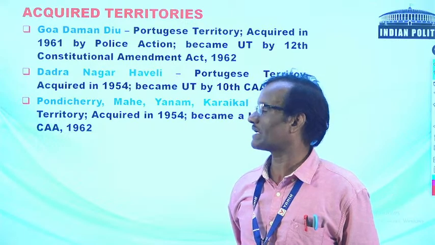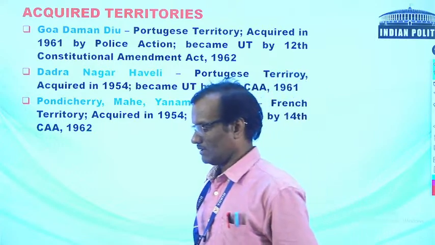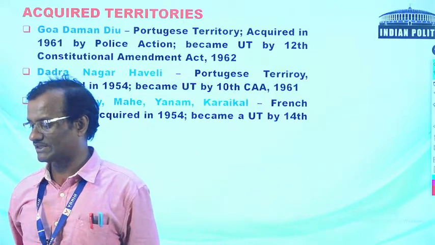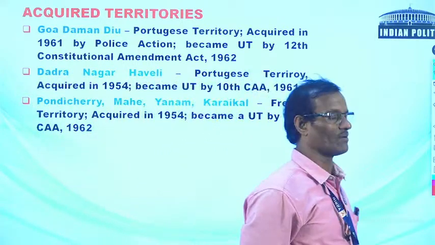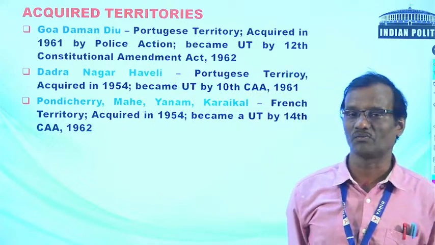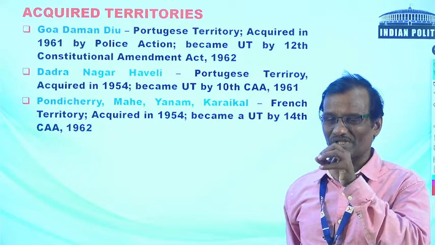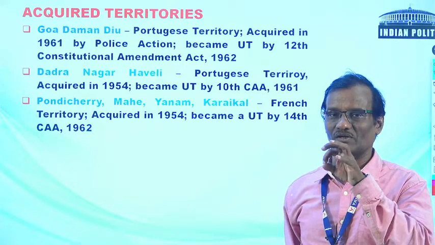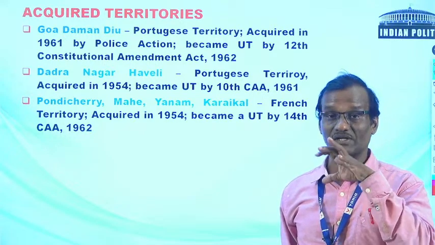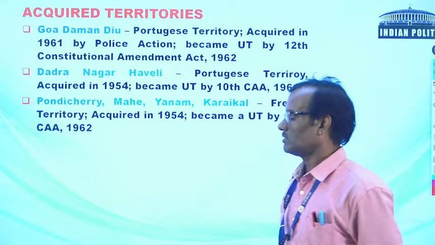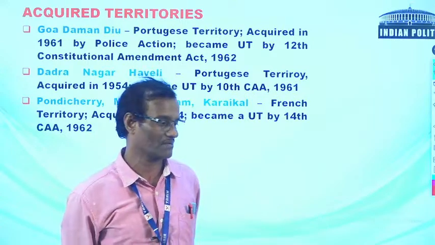Another major aspect of union and territories is acquired territories. Acquired territories means that after independence, the Government of India acquired certain territories from other European traders and European rulers. So some tiny portions of the country remained under different European rulers like the Portuguese and French, and these were called acquired territories. We have taken note of the 3 categories that were acquired by India after independence.